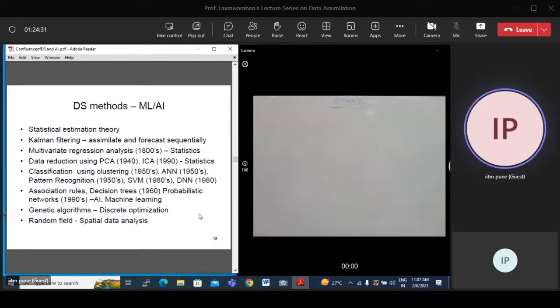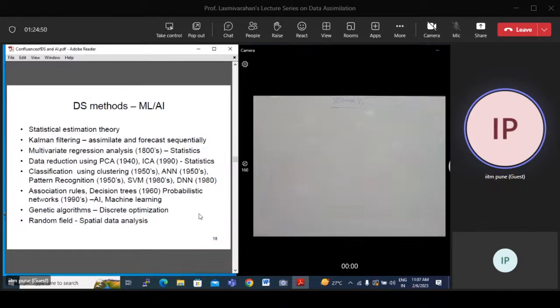Statistical estimation theory is one such. Kalman filtering to assimilate and forecast. I'm sure many of you in geosciences know more about that. Multivariate regression analysis and statistics: given input and output, fit the model. That's what multivariate statistical analysis is all about.